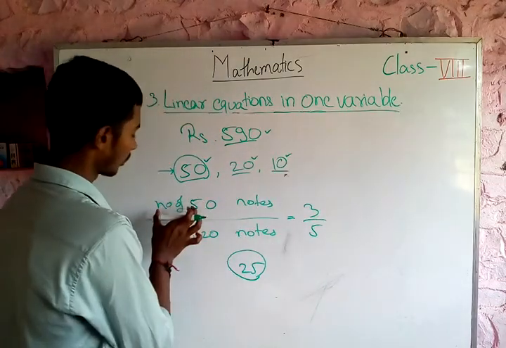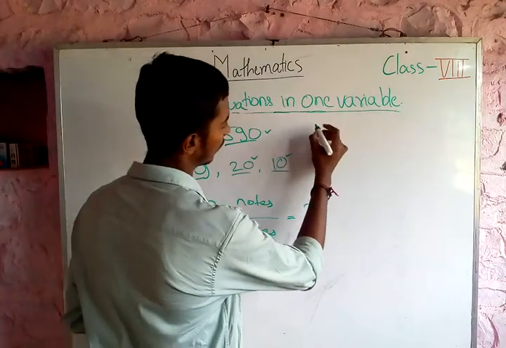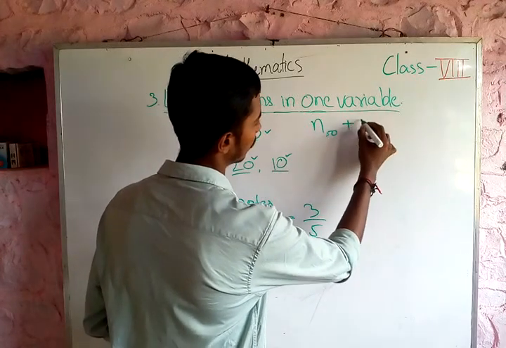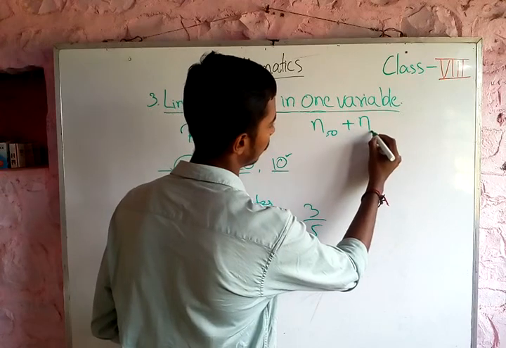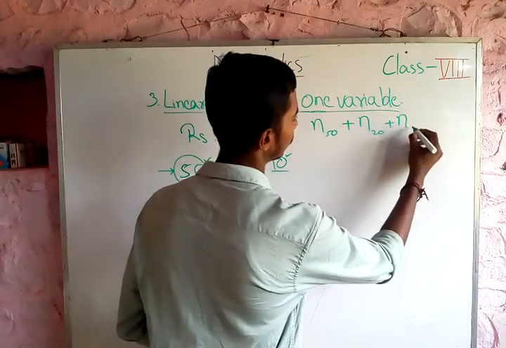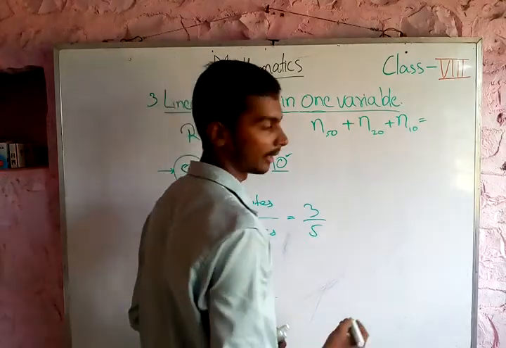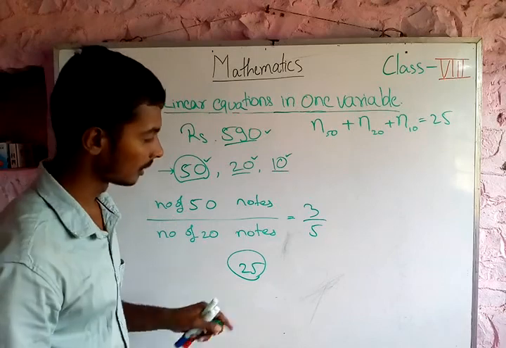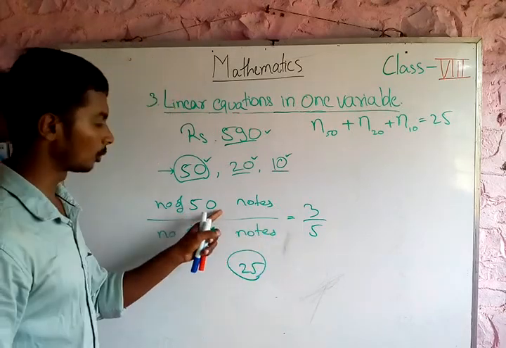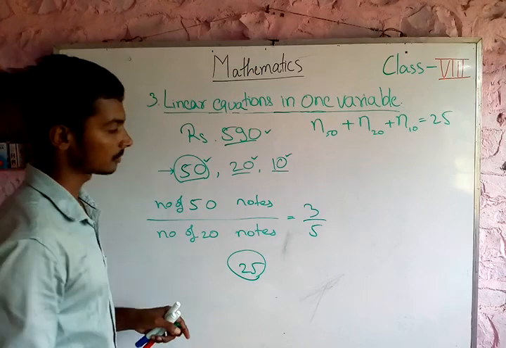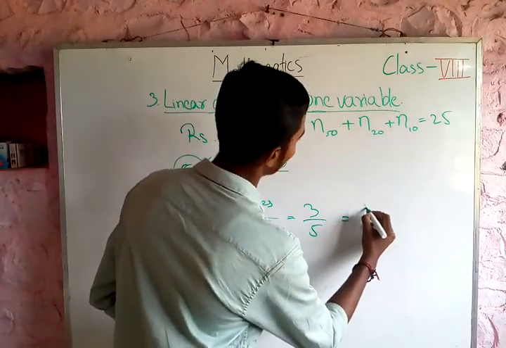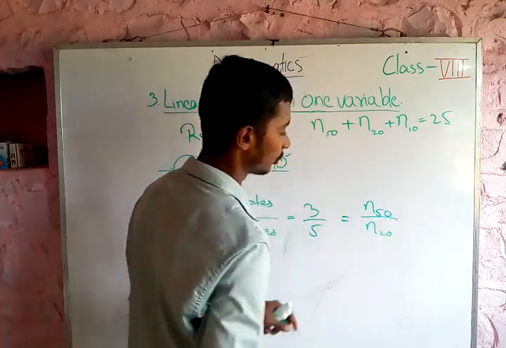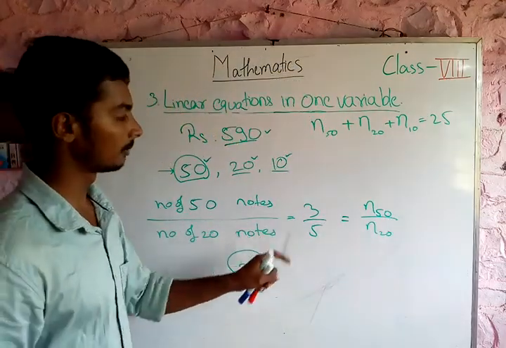So for the number of 50 rupee notes I will take it as N50, plus the number of 20 rupee notes as N20, plus the number of 10 rupee notes as N10, which is equal to 25. That is, the total number of notes he has is 25, and the ratio of the number of 50 rupee notes to the number of 20 rupee notes is 3 by 5. So it is N50 by N20, that is 3 by 5.